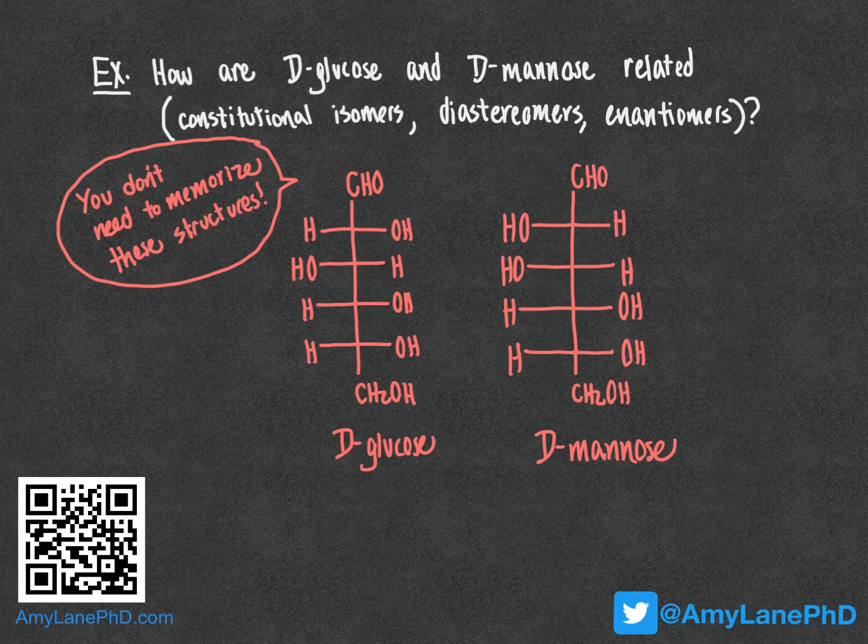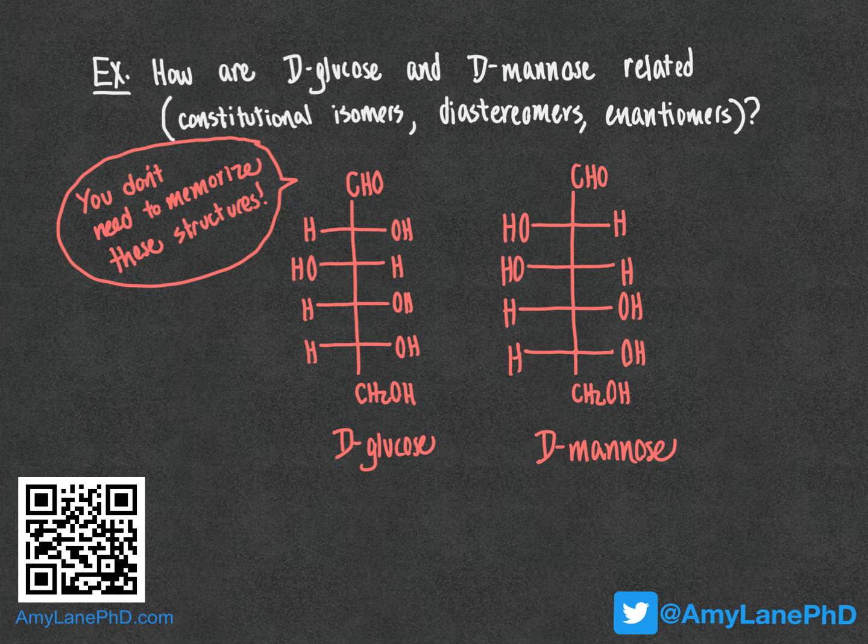Taking a look at this example problem, we ask, how are D-glucose and D-mannose related? I've drawn the structures of each of these below as its Fischer projection. Keep in mind, for purposes of this class at least, that you don't need to memorize any of these monosaccharide structures. If you're faced with a problem on an exam that deals with one of these, I would give you the structure and ask you to do a manipulation of it of some sort, or in this case, ask you how these two structures are related. Are they constitutional isomers, diastereomers, or enantiomers?